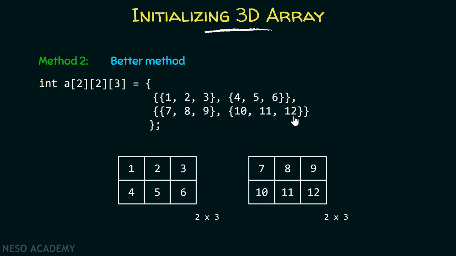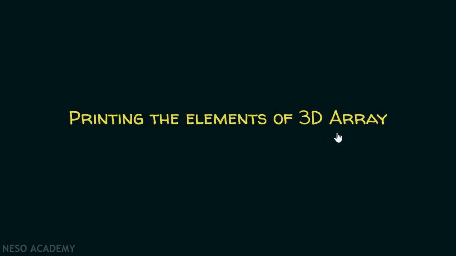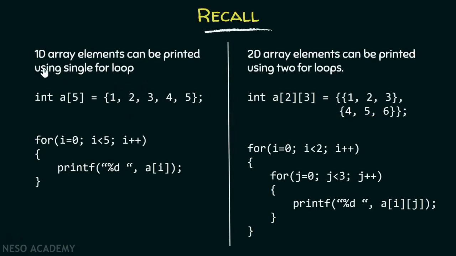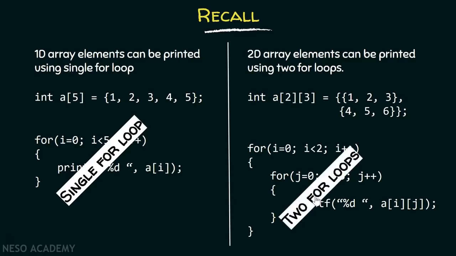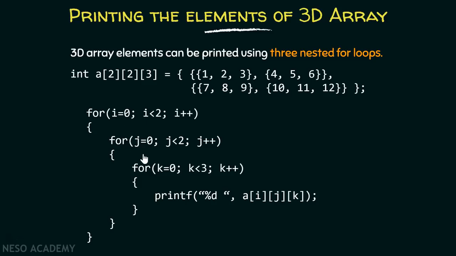Now, after understanding how we can initialize a three-dimensional array, let's try to understand how we can print the elements of the 3D array. Recall that in order to print the elements of a one-dimensional array, we have to use a single for loop. A single for loop helps us in printing all the elements of a one-dimensional array. And if we want to print all the elements of a two-dimensional array, then we can print that with the help of two for loops, right? Now you can guess that in order to print the elements of a three-dimensional array, we require 3 for loops.